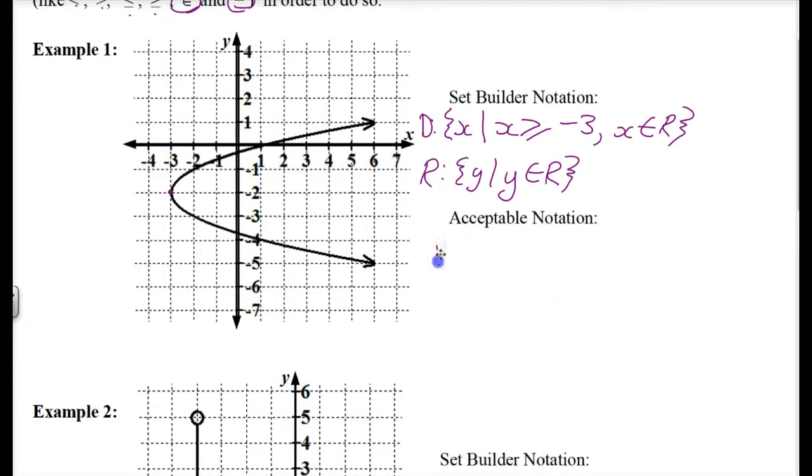So, domain x is greater than or equal to -3. Range y belongs to the reals. So what we'll say is, when I see something written like this, I will assume that it means that x belongs to the reals. If the value only belongs to the reals, then we have to state that outright. So y belongs to the reals.